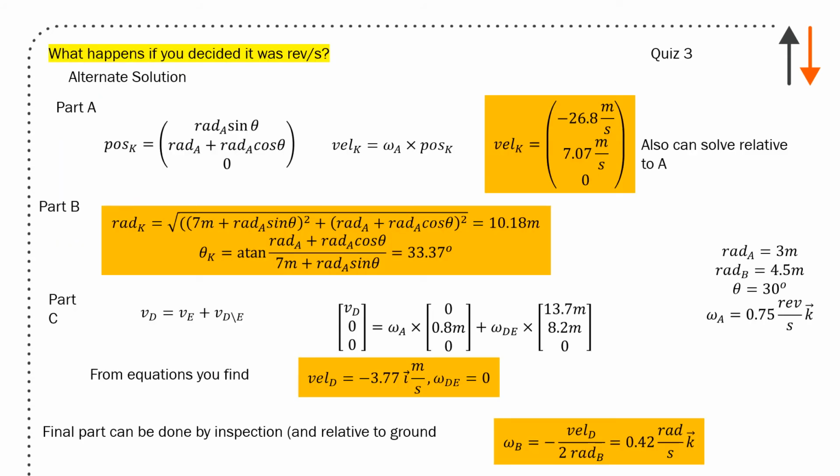What happens if it was revolutions per second? Same sort of approach, I just did this as a vector approach. You get different results. People made this mistake, and I just put this in as a solution. This is completely and utterly wrong because it was misinterpreted at the beginning. Revolutions per second are not the equivalent to rad/s.